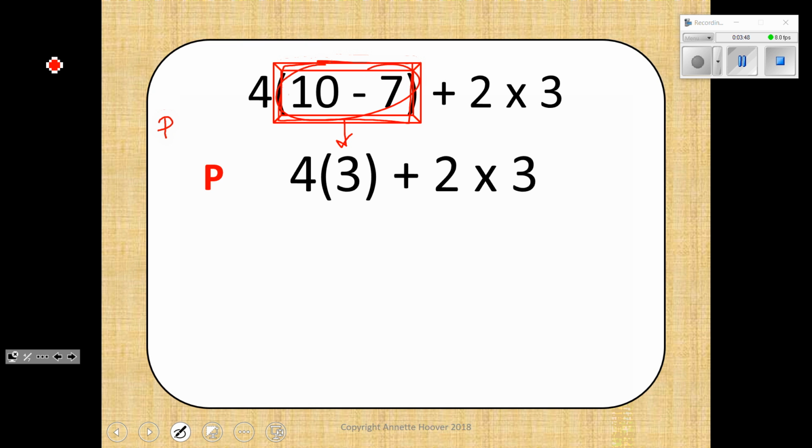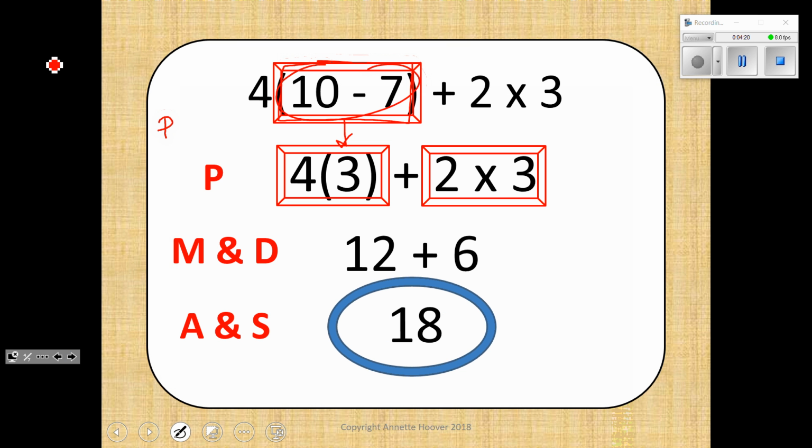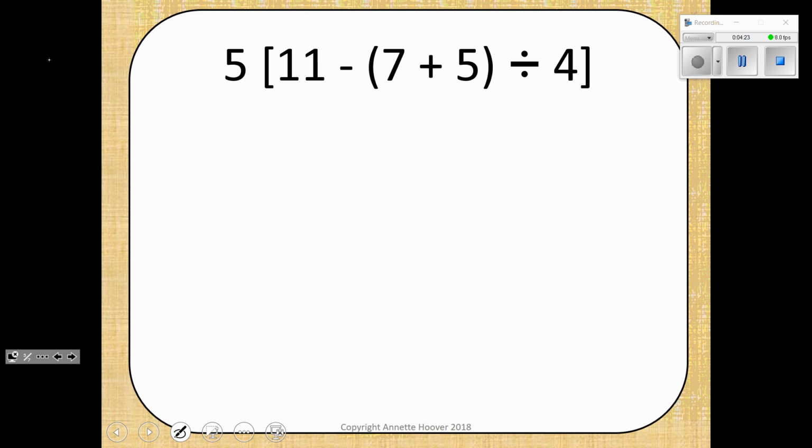Now, what do I have left? Well, I have 4 times 3 plus 2 times 3. So I have some multiplication and addition, and I learned that in the next step I would multiply or divide. So I have the 4 times 3 and I have the 2 times 3. I'm only evaluating the multiplication, not the addition. 4 times 3 is 12. 2 times 3 is 6. And then in the last step, we add them together, which would be 18. It's very systematic, and it works the same every time. You just have to follow the right order of operations.